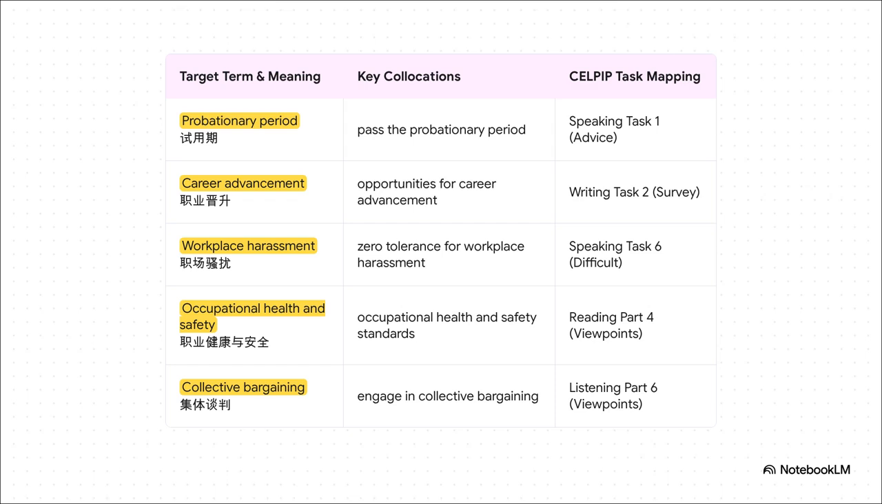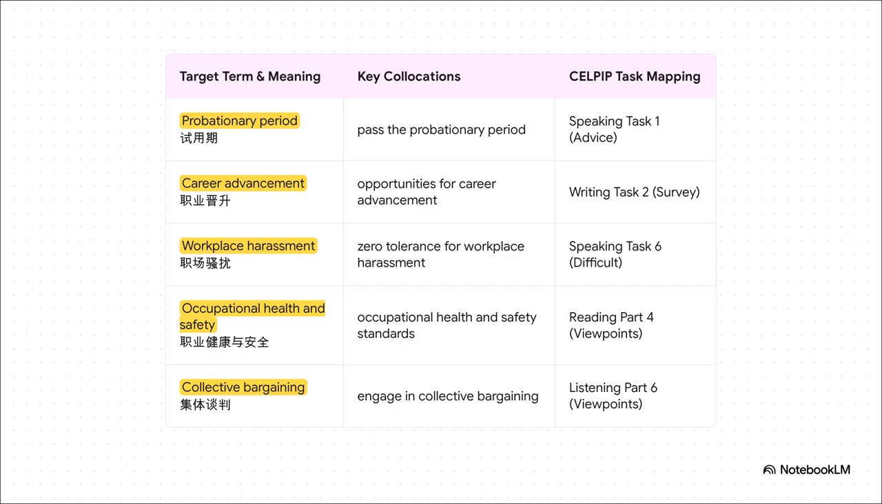Then, workplace harassment. Workplace harassment. 职场骚扰. Canadian workplaces are incredibly strict on positive culture, so demand zero tolerance for workplace harassment when navigating Task 6. Moving on, occupational health and safety. Occupational health and safety. 职业健康与安全.